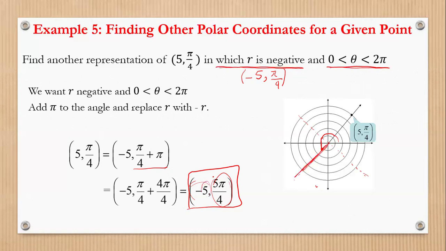If r was 5, I would have this point, but since r is negative, I need to find a point in the opposite direction, which is this point. As you see, we get back to the first point. So this point can also be represented as negative 5 and 5 pi over 4.